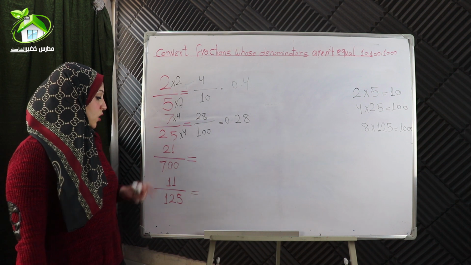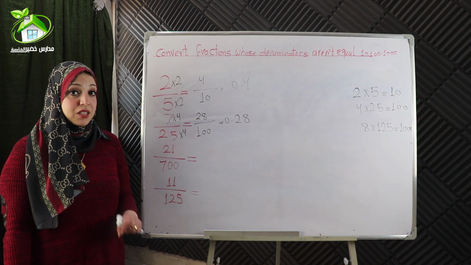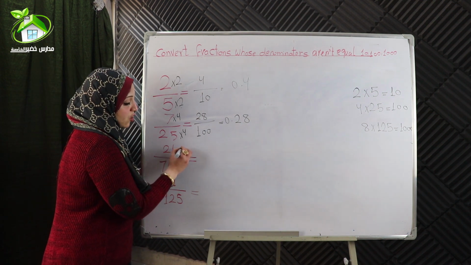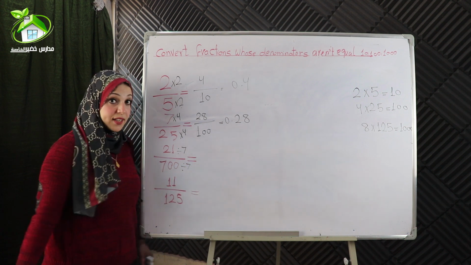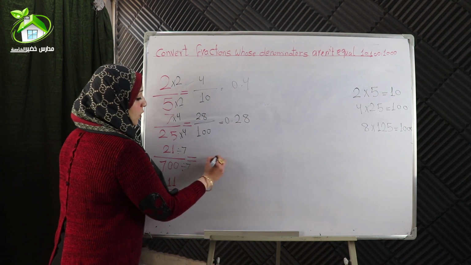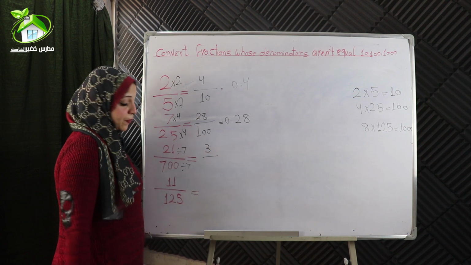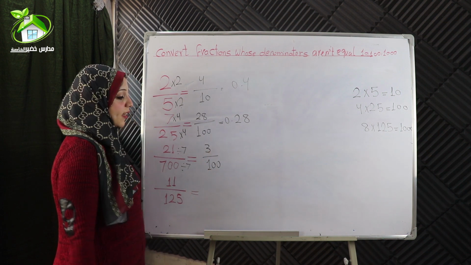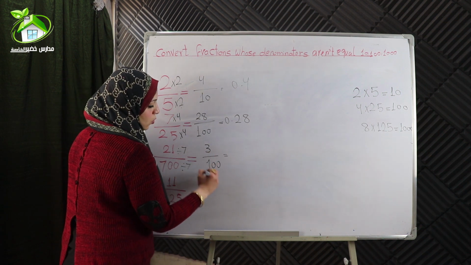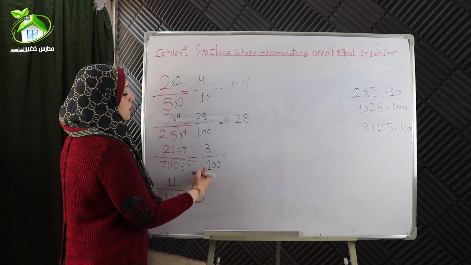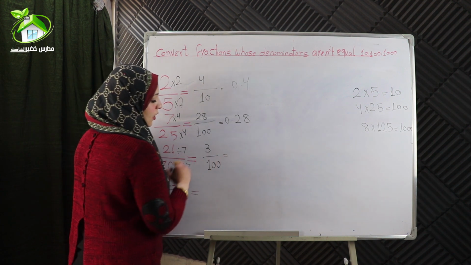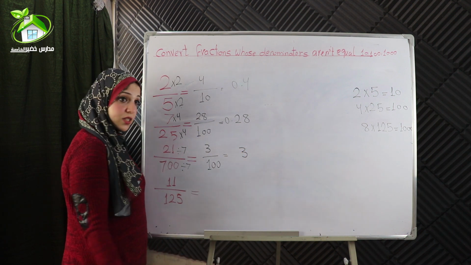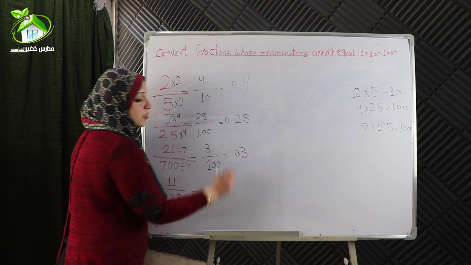The third example, 21 over 700. What can I do? I can divide this fraction by 7. 21 divided by 7 equals 3. 700 divided by 7 equals 100. I get an equivalent fraction whose denominator equals 100. I can convert it into a decimal number by putting the point after 2 digits. The first digit is 3. I haven't a second digit, so I put 0 and I put the point.